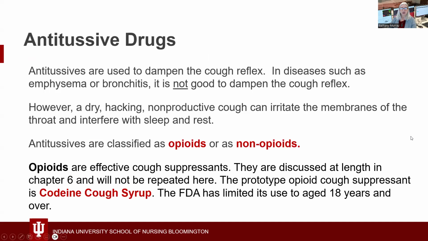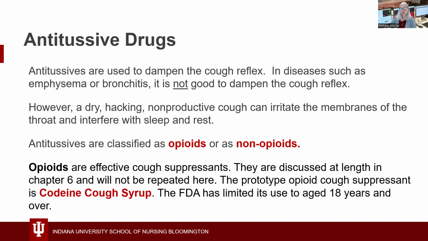So we'll look at each of these 3 categories. An antitussive is a cough suppressant. They are used to dampen the cough reflex at the central nervous system or level of the brain. In some diseases, we don't want to dampen the cough reflex. If someone has emphysema, they trap fluid and are at high risk for developing pneumonia, and we need them to cough that out. If someone has pneumonia, we typically need them to cough out that mucus production. So we don't really want to use a cough suppressant.